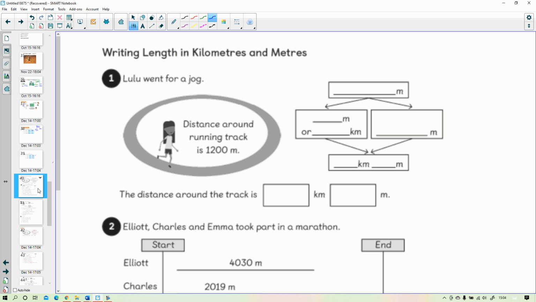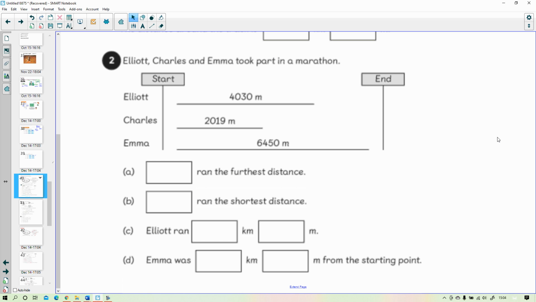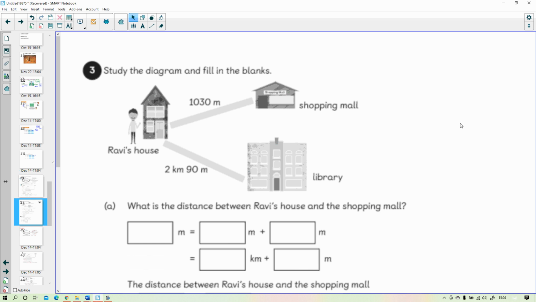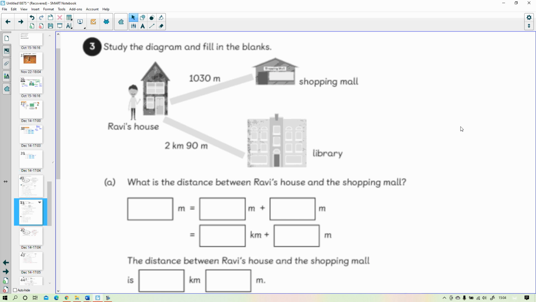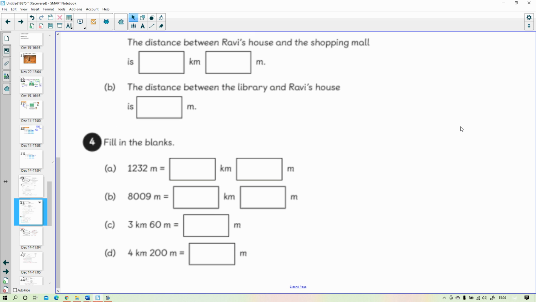Now, here are the sheets that you're going to need for today's learning. Pause here if you need to make a note of anything if you can't get access to the worksheets. So question 1, Lulu's going for a jog. You need to work out the distance around the running track. Question 2, pause here so that you can read that one and go through it. And question 3 here. I'll show you the top and I'll scroll down so that you can see underneath as well.